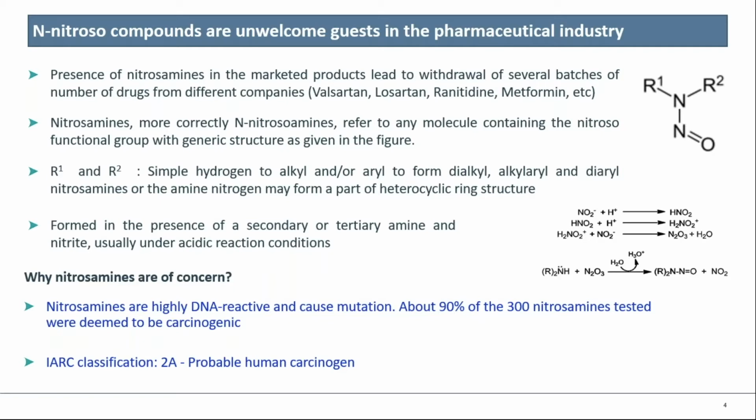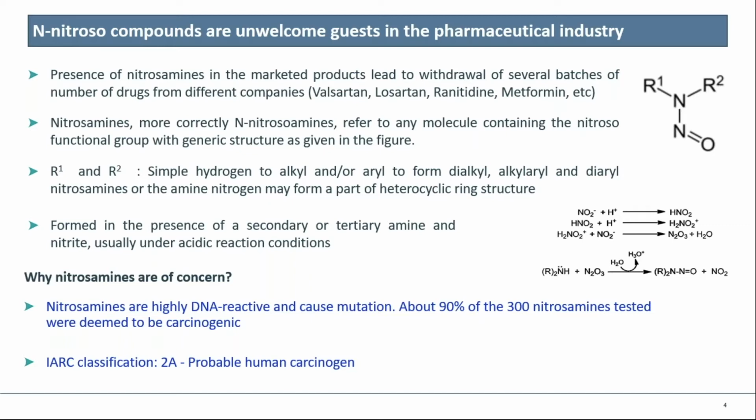Since July 2018, a number of drug products were found to contain trace amounts of different nitrosamines, which led to the withdrawal of a number of batches of many drug products manufactured by different companies. Valsartan, losartan, ranitidine, metformin are just a few examples. Now, what are these nitrosamines? Nitrosamines are chemicals that contain a nitroso group. With respect to N-nitrosamines, this nitroso group is attached to a nitrogen. The figure in the right corner is a general scheme of a nitrosamine compound in which R1 and R2 could be a simple hydrogen, or they could be alkyl or allyl side chains.